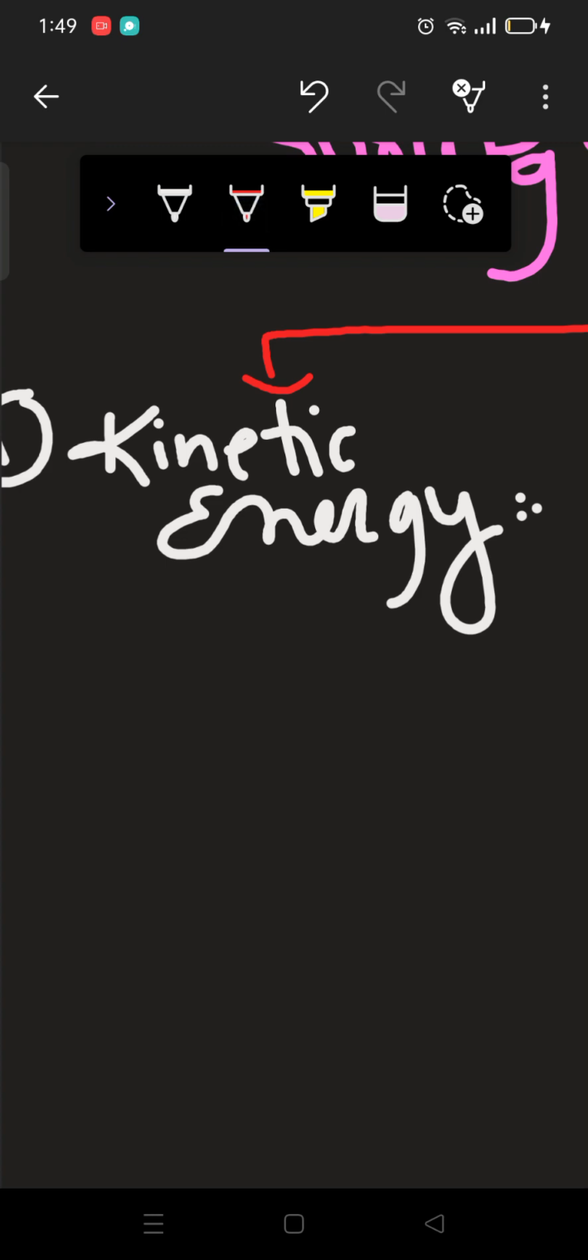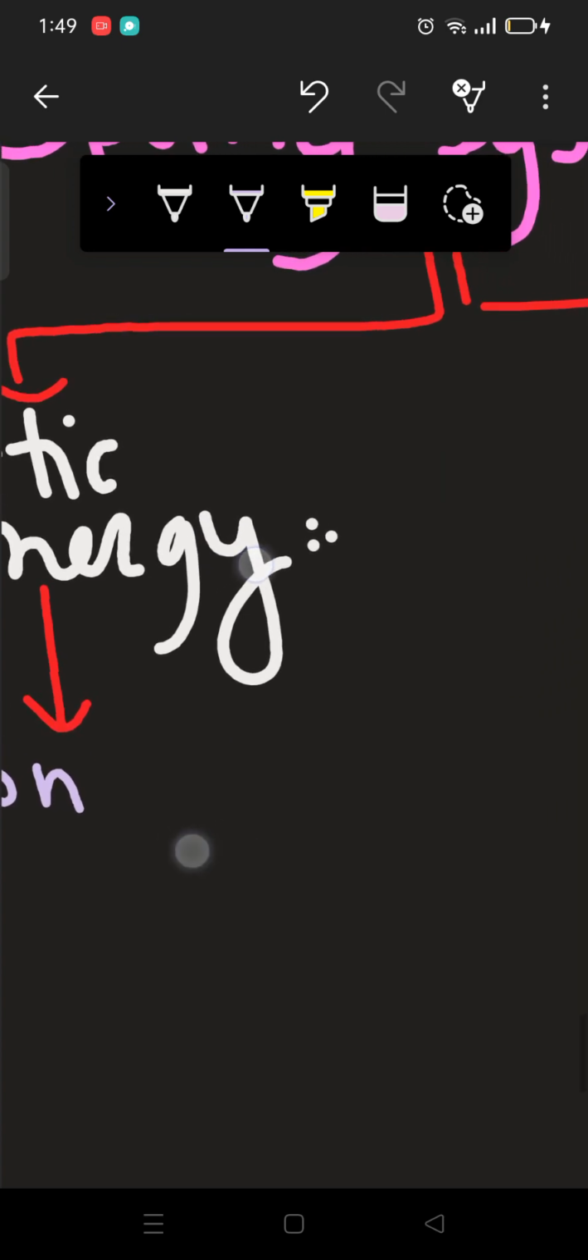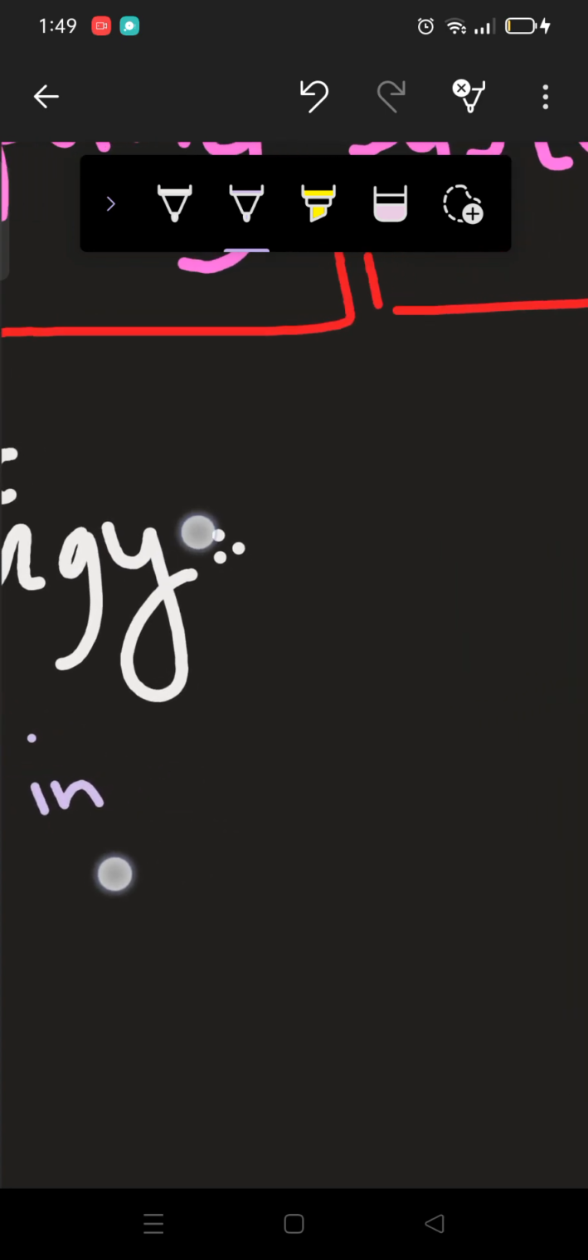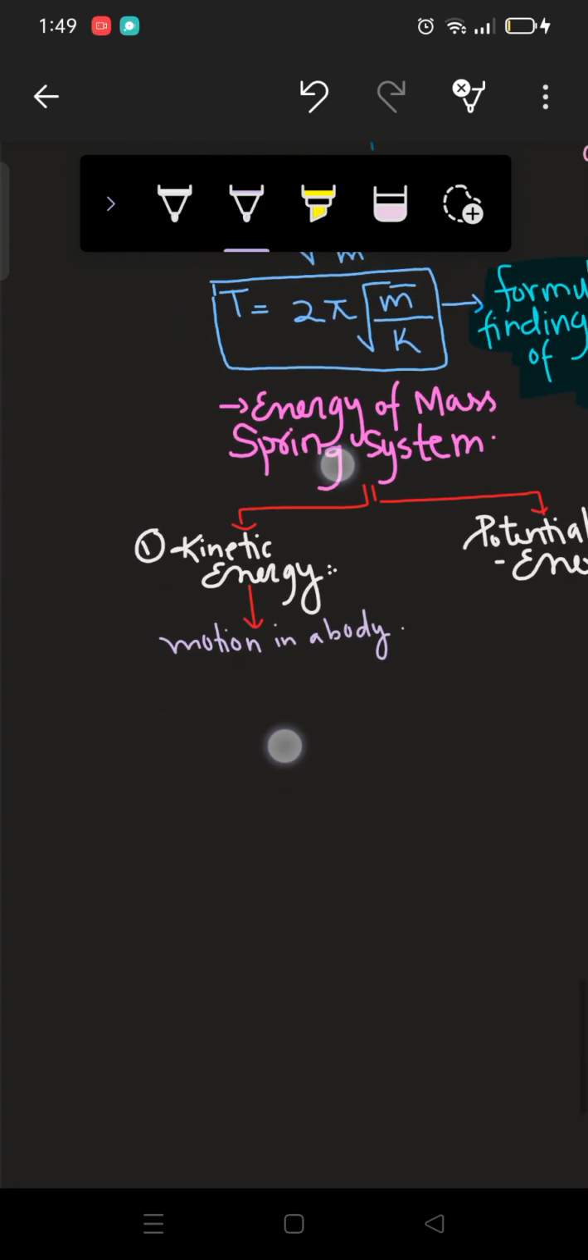Now, see, why do we possess kinetic energy? Kinetic energy is due to the motion of the body. It is produced when we have motion in a body. When there is a motion in the body, it means that the body has kinetic energy, right? So motion of a body is responsible for the kinetic energy of the body.